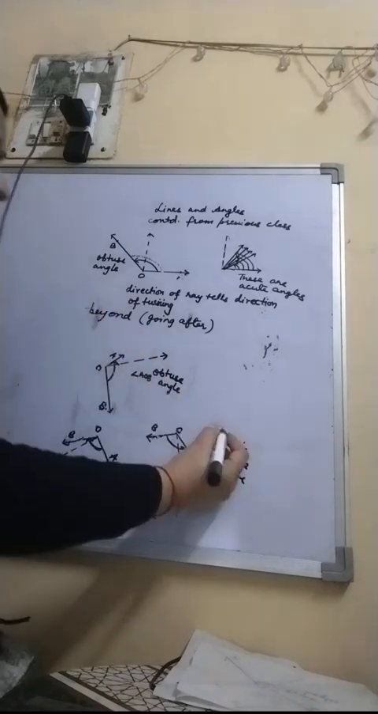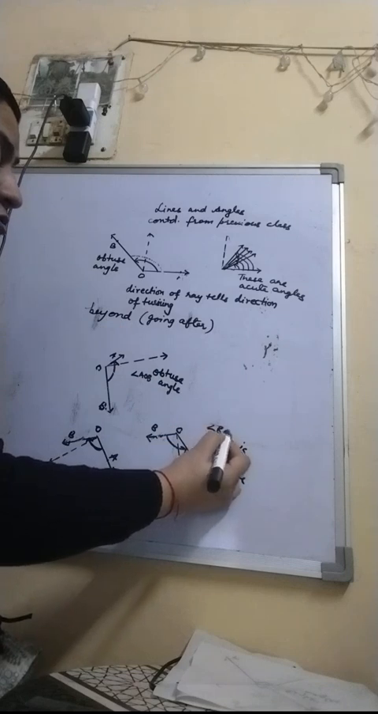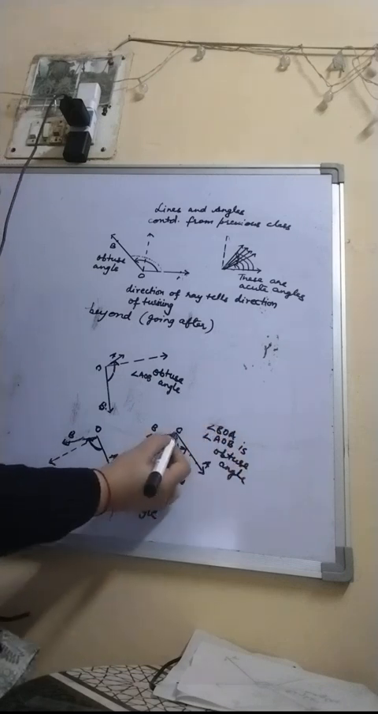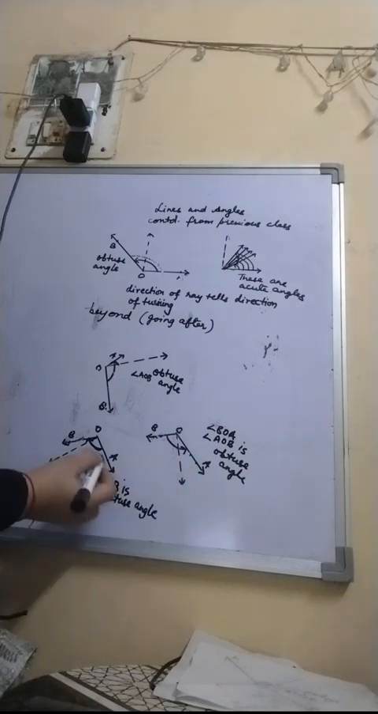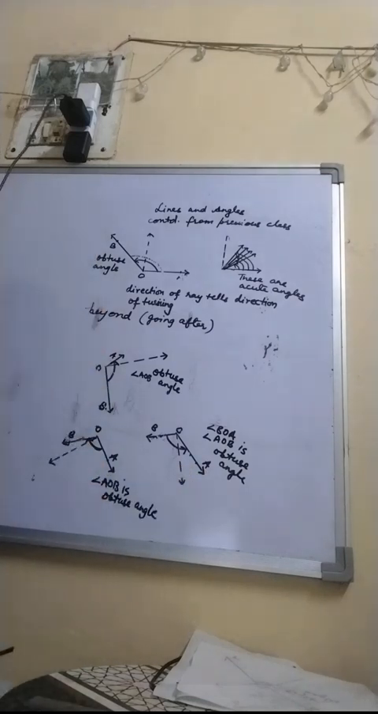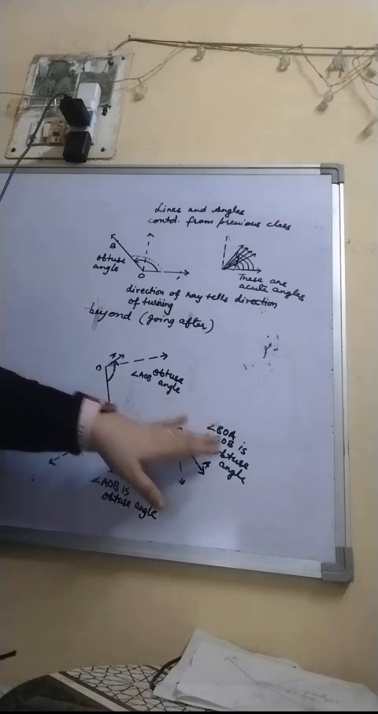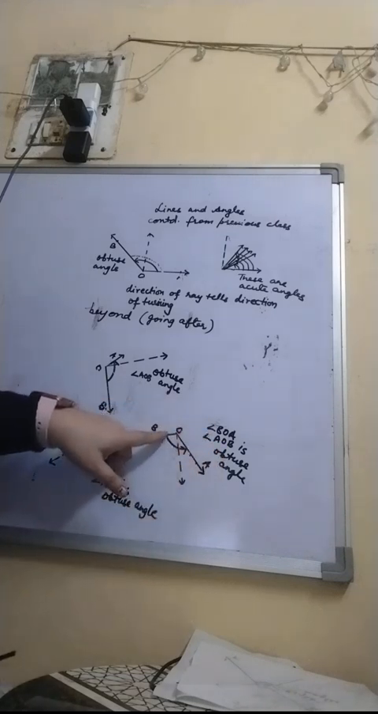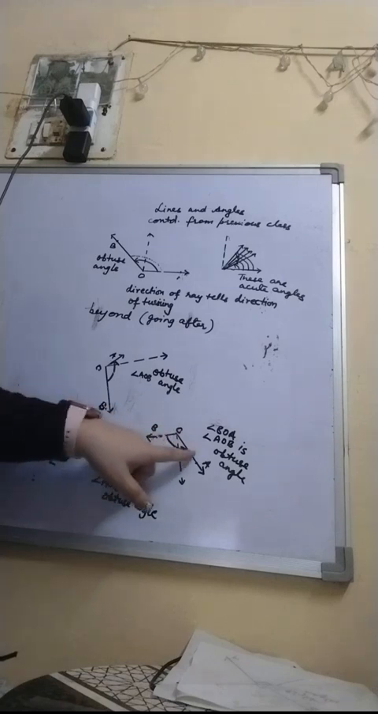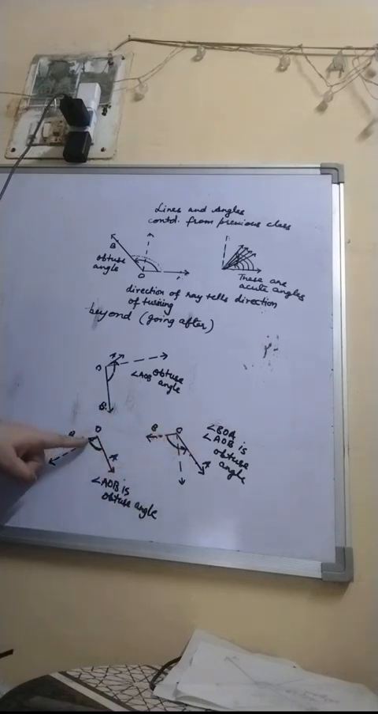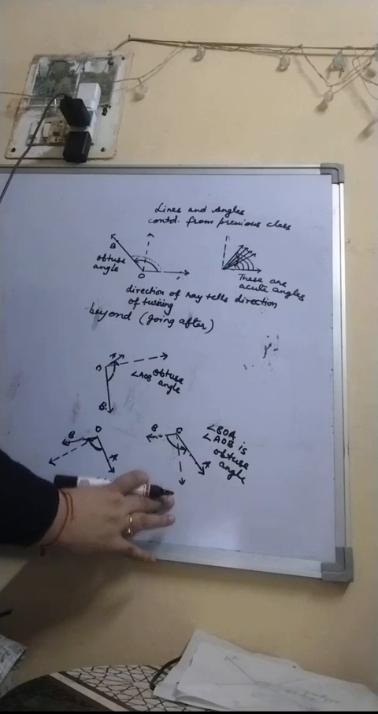This can be written as angle BOA also, and this is written as AOB. But the angles are the same. It can be written BOA because the turning is starting from OB, and here the turning is starting from OA. See the difference between these two.